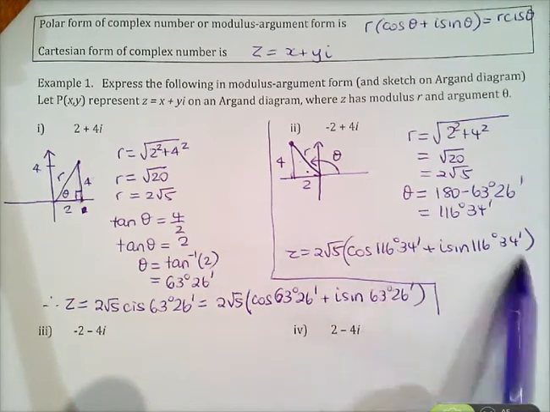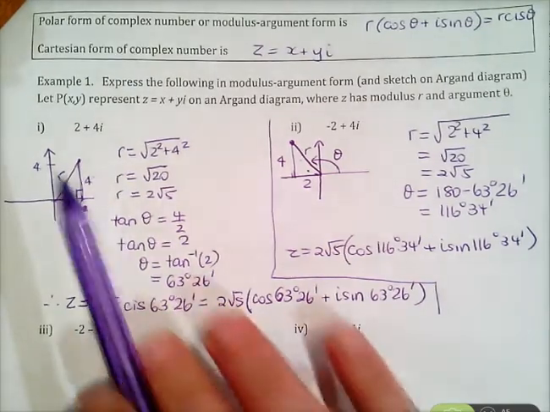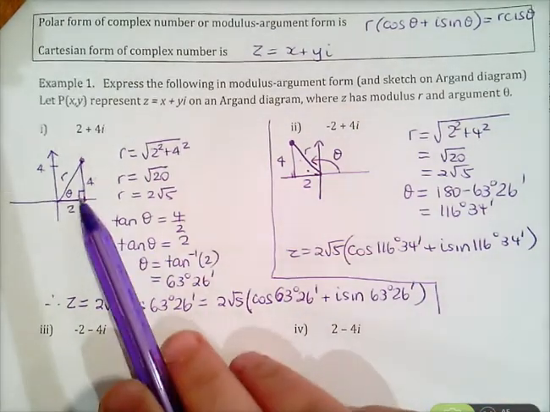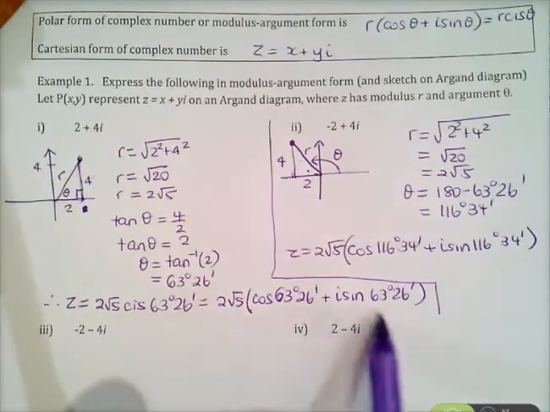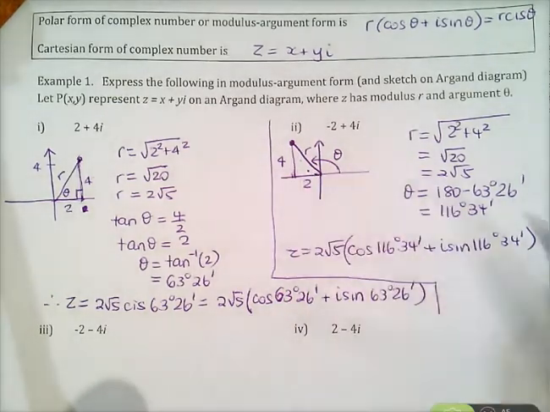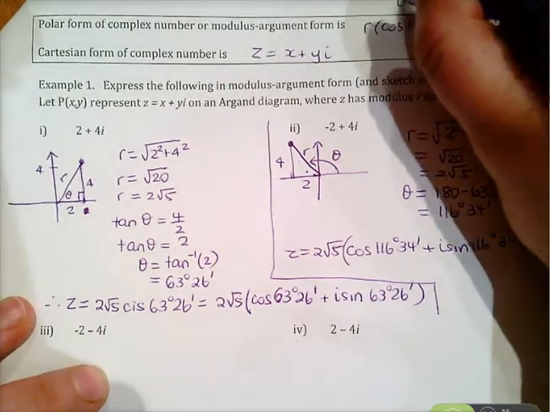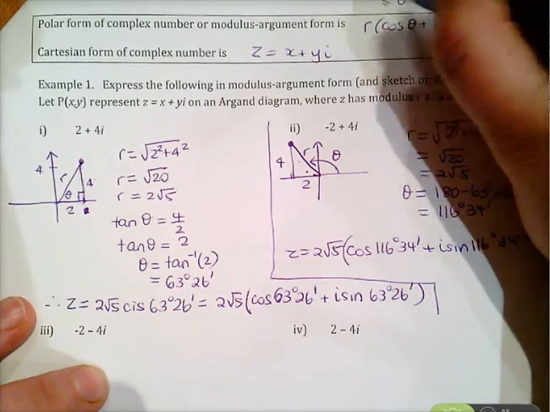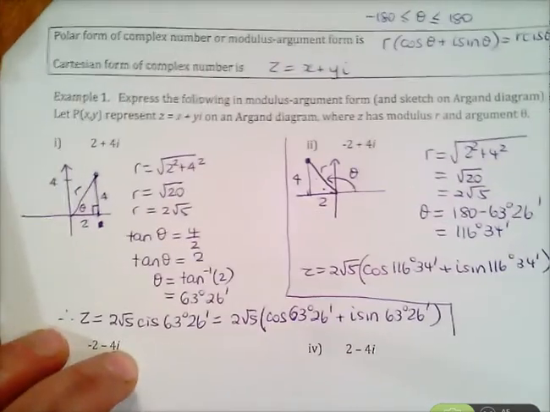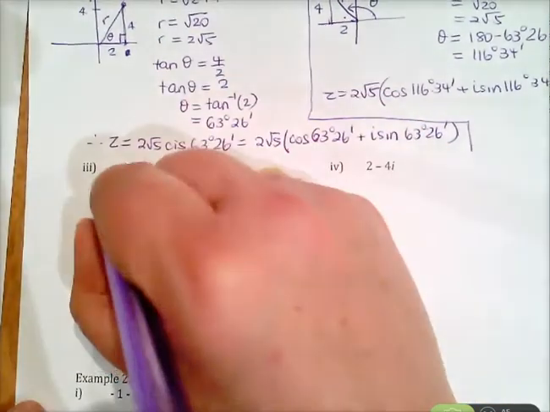Here we can see that we're clearly in quadrant 2. Obviously this point here is different to this point here. This is why this one is in quadrant 1. You've only got 63 degrees 26 minutes, but this point in quadrant 2 is 116 degrees 34 minutes. Notice that theta, we know, must lie between pi and minus pi, or minus 180 and positive 180 degrees. Okay, this next point here, minus 2 minus 4i.